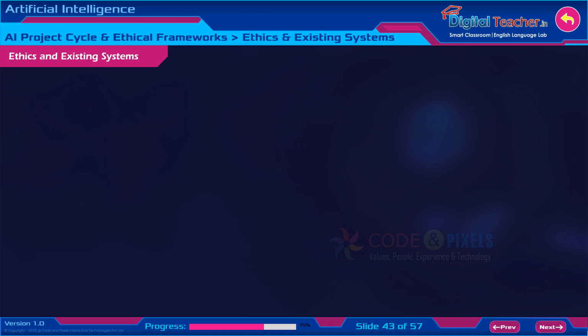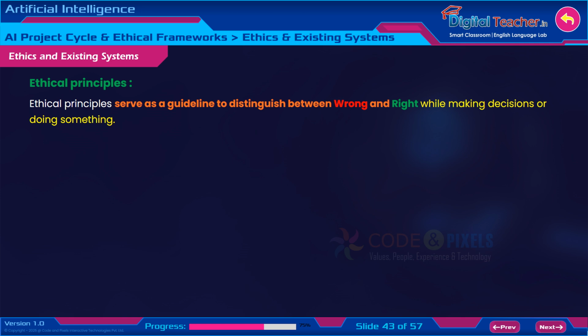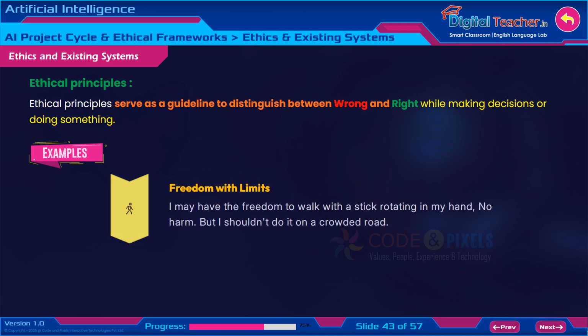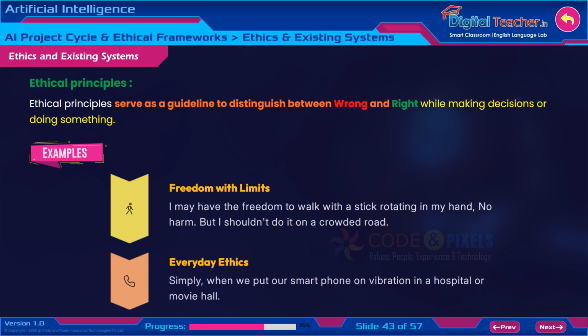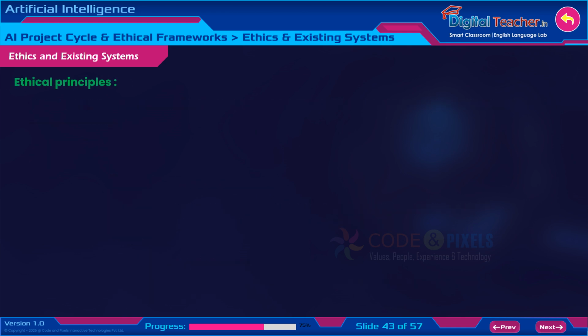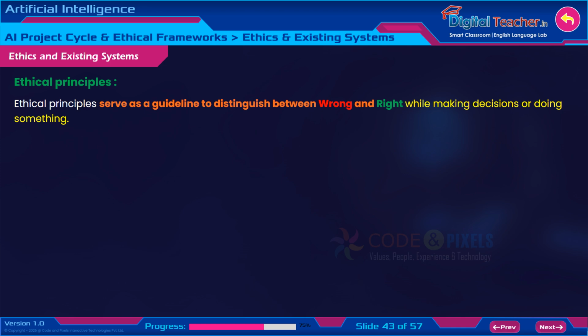Ethics and existing systems. Ethical principles serve as a guideline to distinguish between wrong and right while making decisions or doing something. For example, I may have the freedom to walk with a stick rotating in my hand, no harm. But I shouldn't do it on a crowded road. Simply, when we put our smartphone on vibration in a hospital or movie hall.